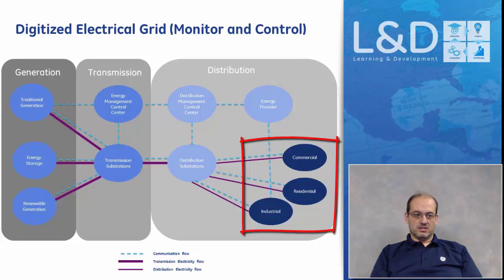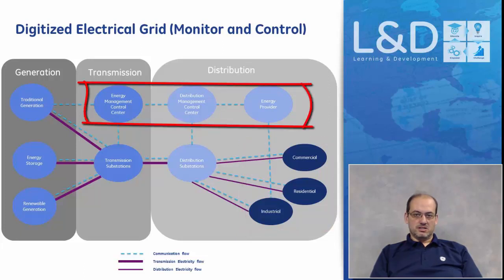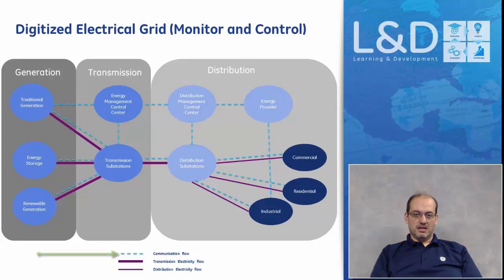In order to control these substations remotely, the energy management system, distribution management system, and energy providers rely heavily on the communication infrastructure that's available, which mimics the electricity delivery from the generation to the load point. Without this good communication system layout, the energy management systems and the distribution management systems will not be able to remotely control these substations and would require a lot of manual work.